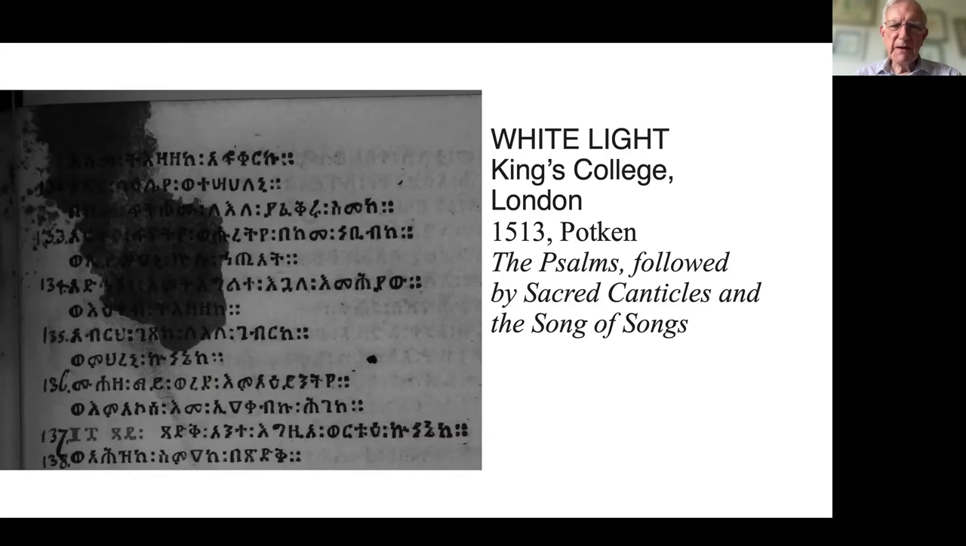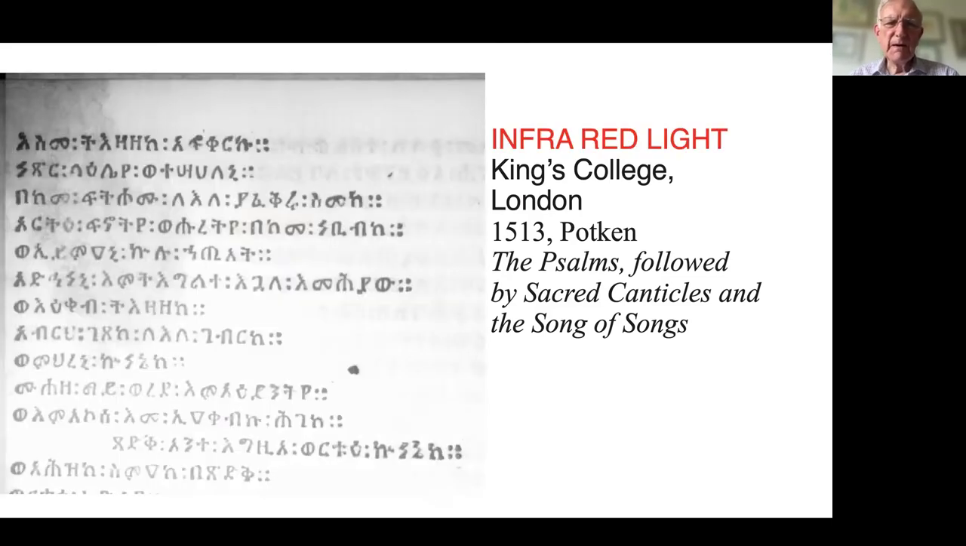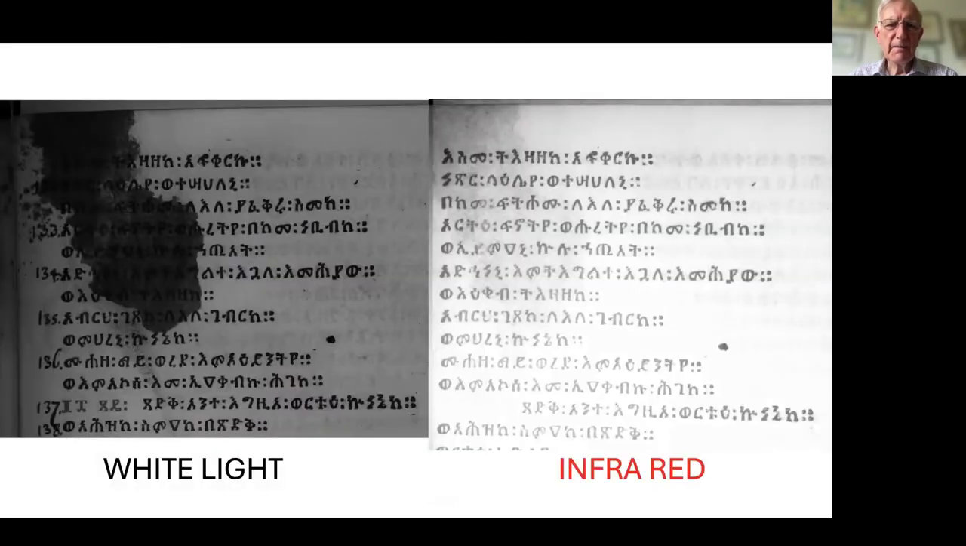This is the first book printed in Ge'ez, the religious language of Ethiopia. The copy at King's College London has had ink inadvertently spilled on one page. That image is taken with white light. Here is the same page taken with infrared light, and it will be seen that the ink has been digitally and successfully removed. Here they are in comparison side by side.